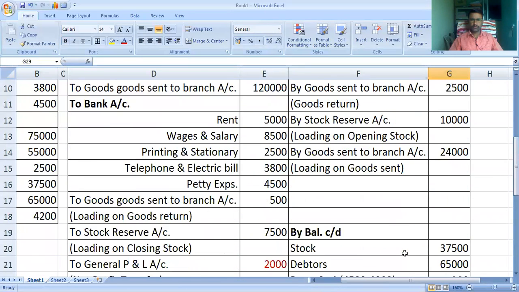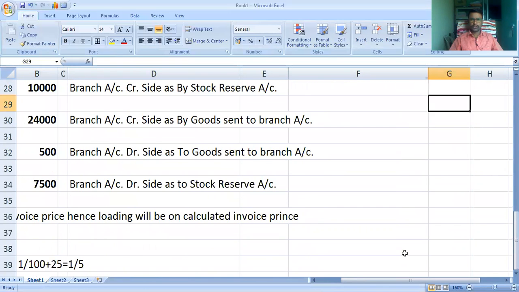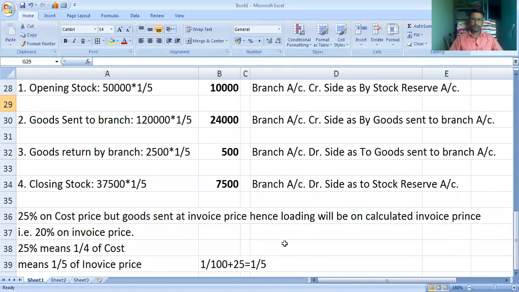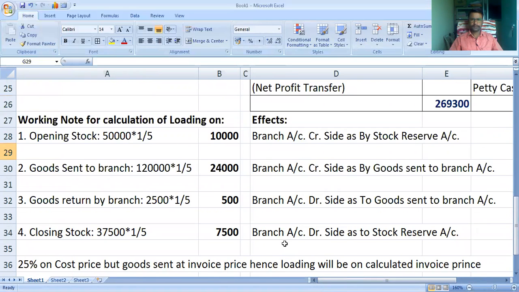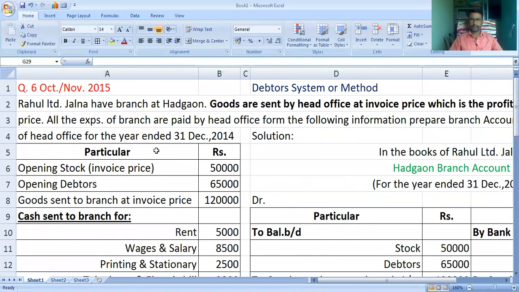I hope you have understood this. If you have any doubt, you can ask me on my personal WhatsApp number. This is the working note part. Calculations of loading: opening stock, goods sent, goods return, and closing stock. Thank you.